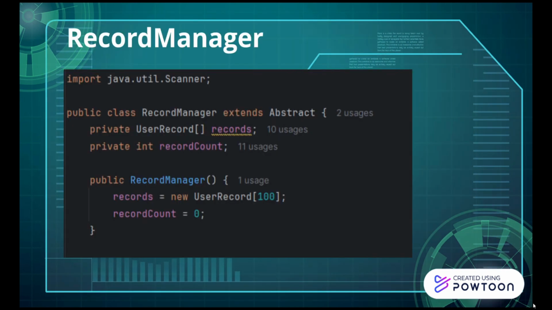Now we move to the record manager class. It maintains an array of user record objects and provides implementation for the abstract methods. These methods allow users to add, display, search, and delete records.